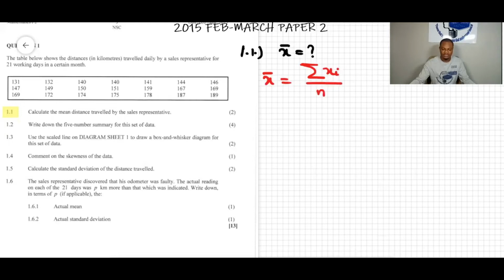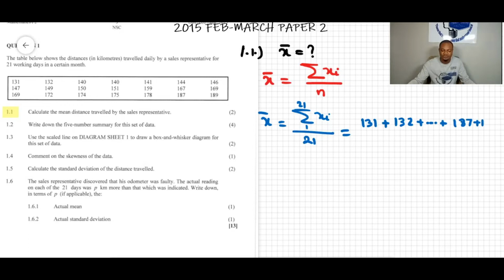So i is the indices of the data here. So i starting from 1, in this case, we're going to do the sum of all the data. So the sum of Xi, i starting from 1 to 21, because there are 21 of them, all over 21. So this is equivalent to say 131 plus 132 plus ... plus 187 plus 189, all over 21.